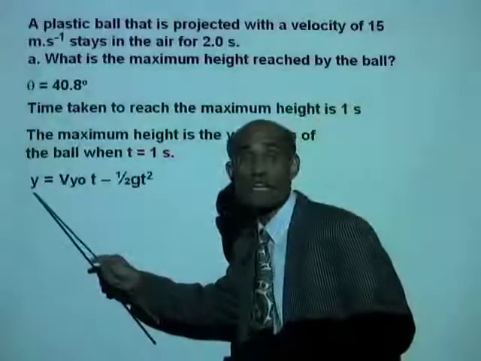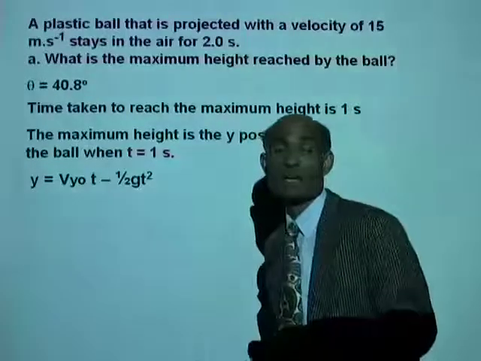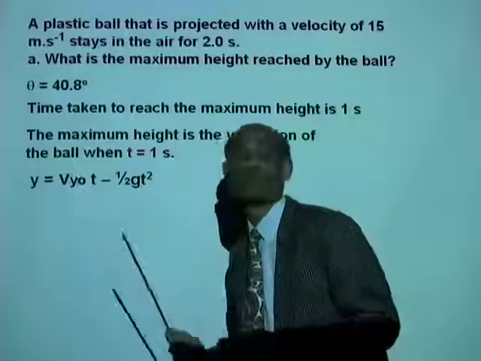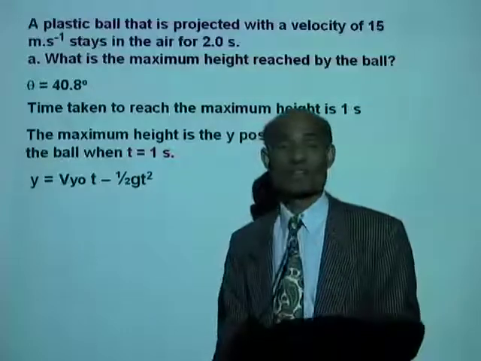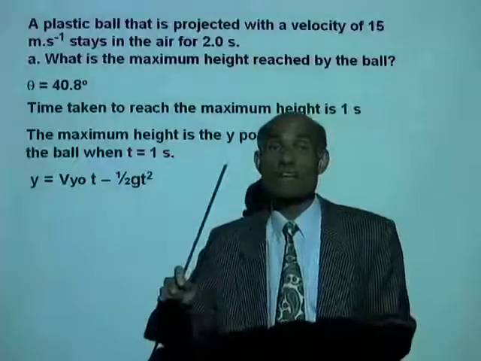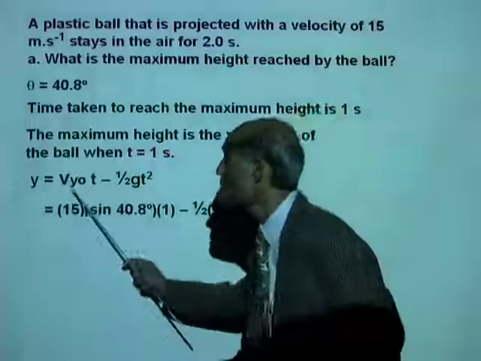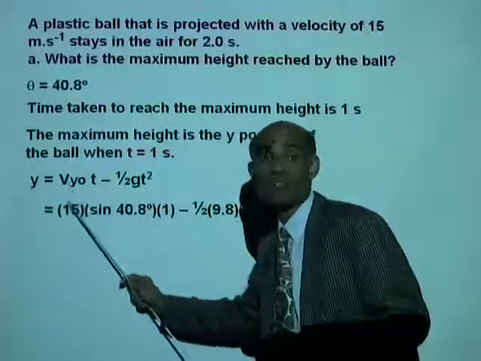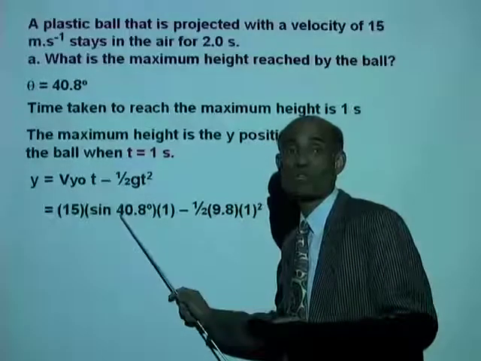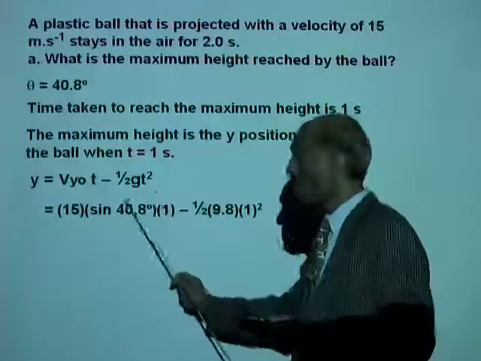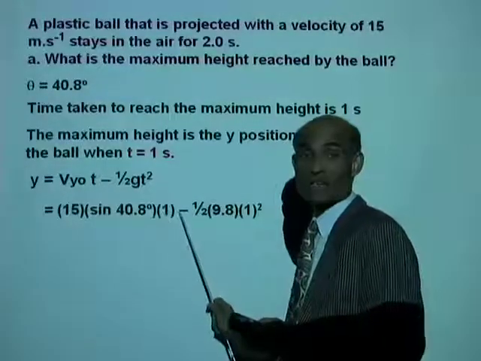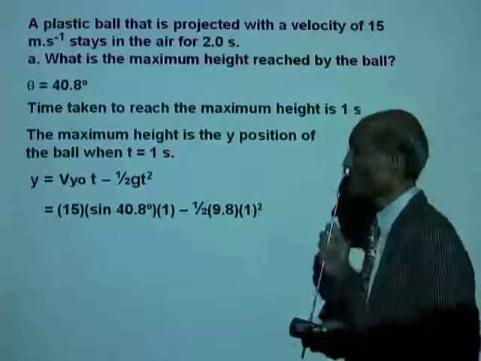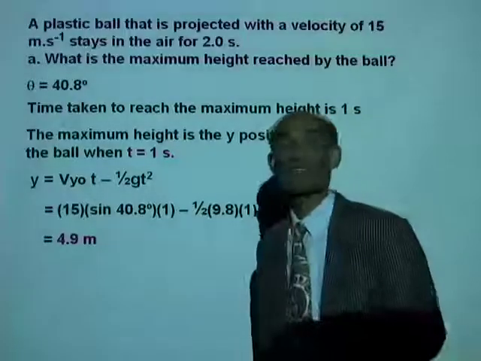And the y position is Vy0t minus 1/2 gt squared. What is Vy0? Initial vertical velocity is V0 sine theta. And we know that. V0 is 15, theta is 40.8 degrees. So Vy0 is 15 sine 40.8 degrees, multiplied by the time, 1 second, minus 1/2 gt squared. t is 1 second. And that will be 4.9 meter.